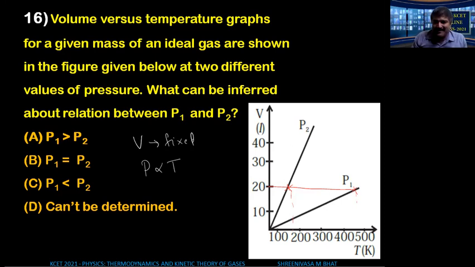For pressure P2, the temperature is say approximately 150 here, whereas for P1 it is 450. Therefore, the pressure P1 must be greater than P2.